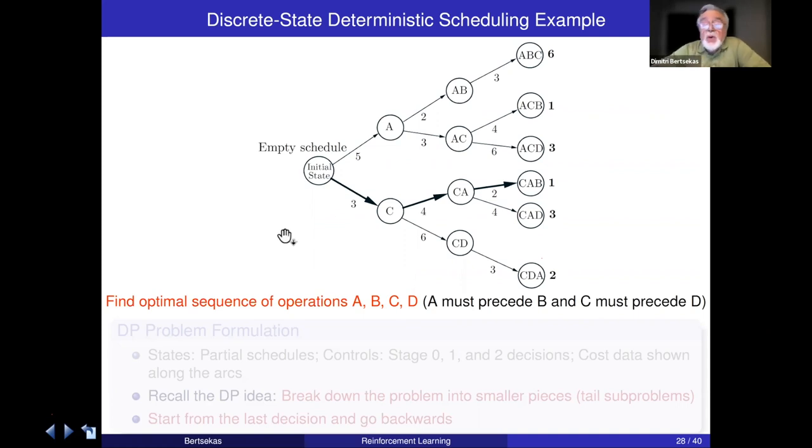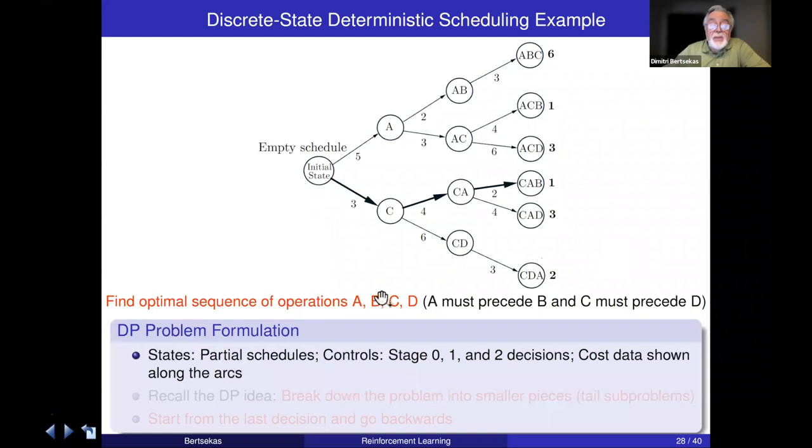Well, one way to do it is what I'm showing here in this graph. Actually, in dynamic programming, given a certain problem, there might be multiple ways to formulate them as dynamic programming problems. And here we're going to formulate in a particular way where the states are the partial schedules. So we're going to postulate that we start at the empty schedule. This is our initial state.